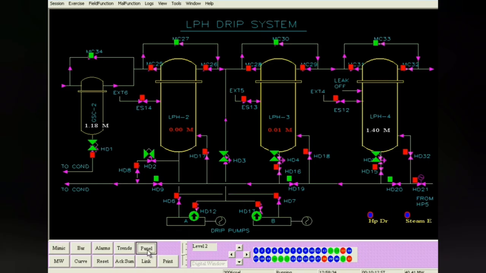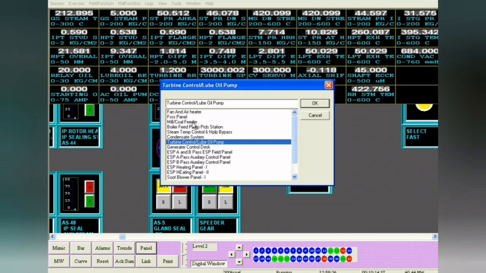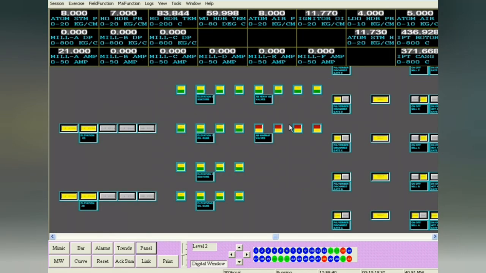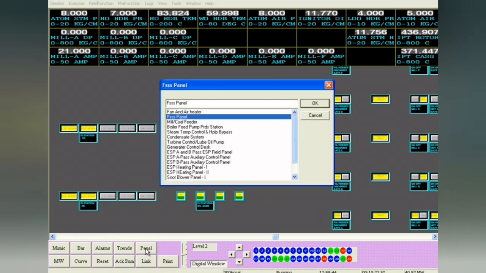Then we go to the FSSS, wherein we again check whether the boiler is in good condition, means all the fireballs are being seen. We check that.